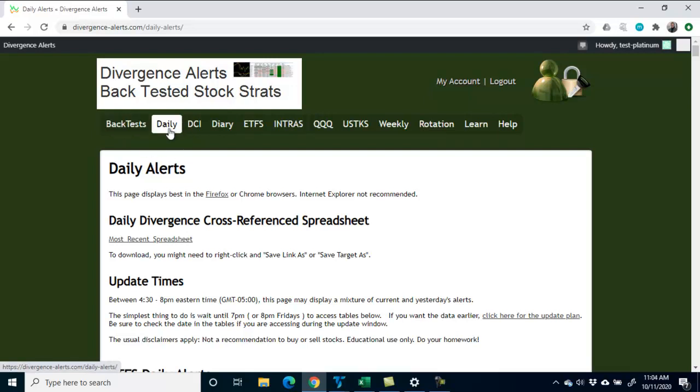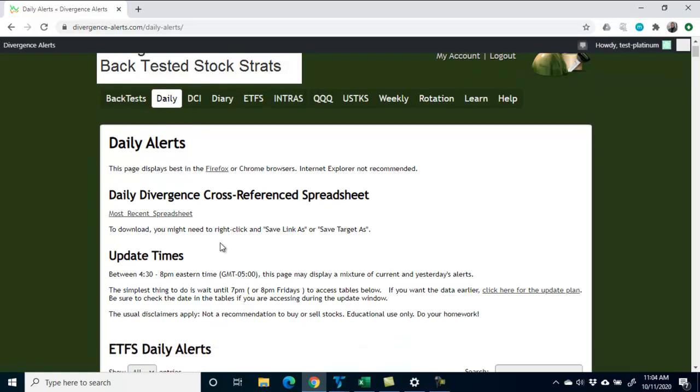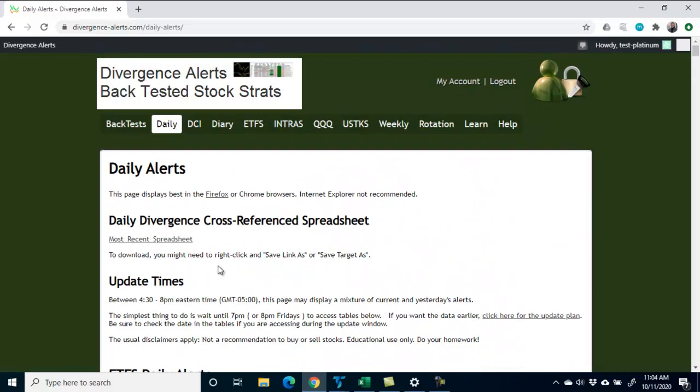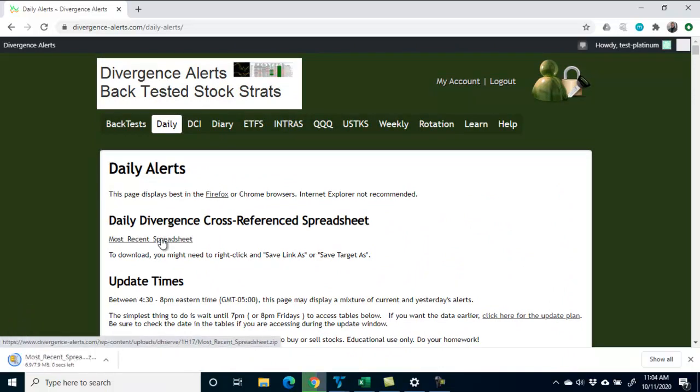Coming back to the actual finding of divergences from the daily page, you can look directly at the alerts that have come up that day, or you can download a spreadsheet with everything in it. And this works well when you have an internet connection that you can bring in all the data and then take your time looking offline. Also works well just if you enjoy spreadsheets and having everything in one compact place.